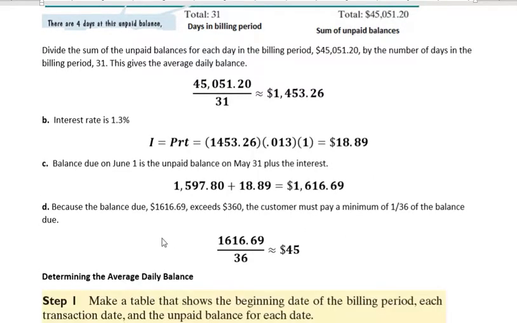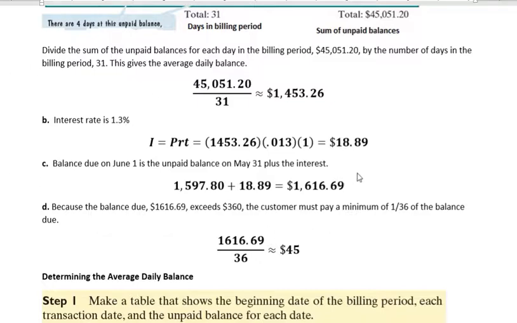Now, because this balance exceeds $360, the customer has to make a minimum payment that is 1/36 of that balance. And to find 1/36, we just divide by 36. And that gives us $45. Now, I don't know what that actually came out to be, but if it was $34.01, they would round up. They always round up to the next highest dollar because they don't want to lose their 2 cents or whatever the minimum they have coming. They don't round down, they round up. So we're always going to have a whole number for that part.